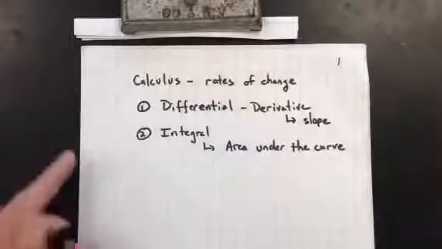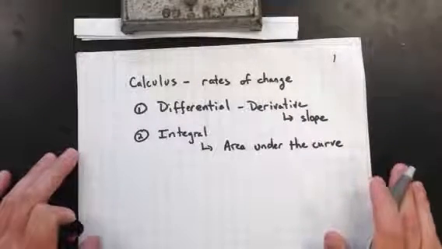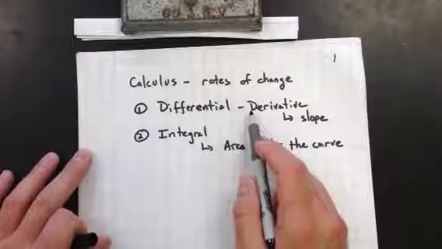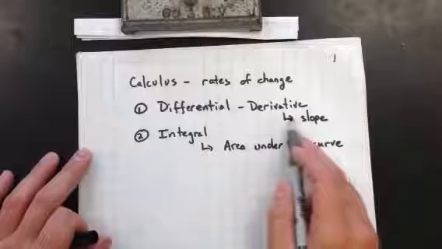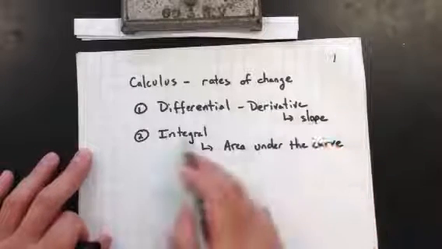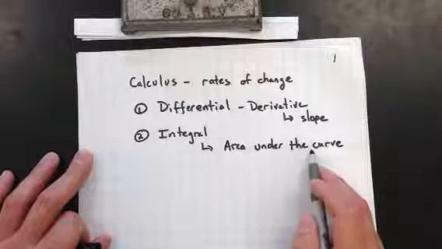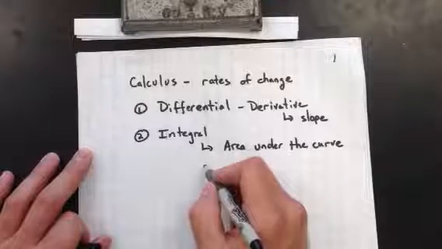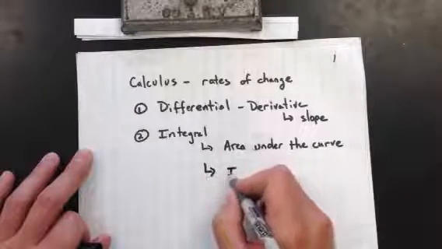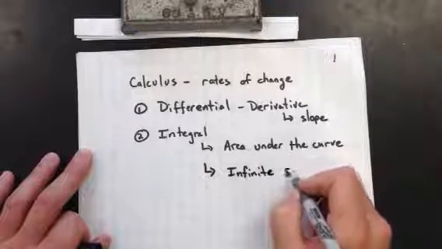Okay, so you can see here, calculus is about rates of change. And there's really two different forms that we're going to look at. Differential calculus, which deals with the derivatives. And graphically, the derivative is the slope of the graph. And the integral is the area that is underneath the curve. And I guess another way to better define an integral, it's an infinite sum.